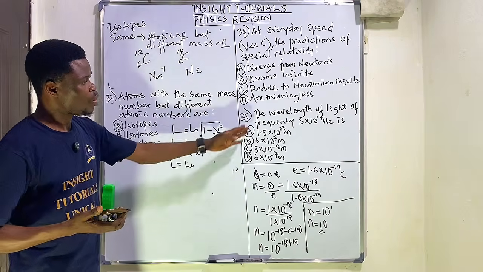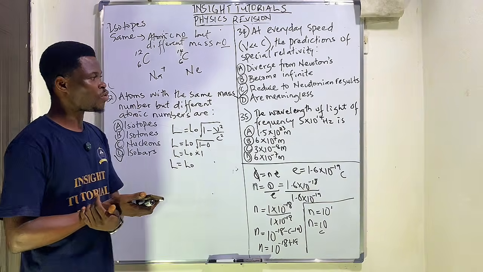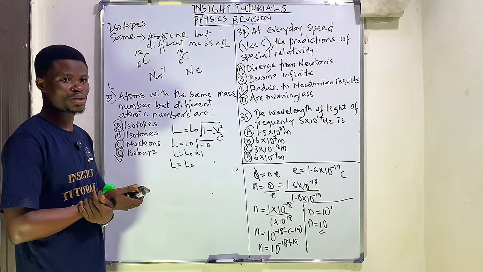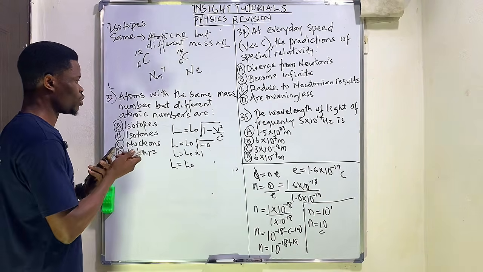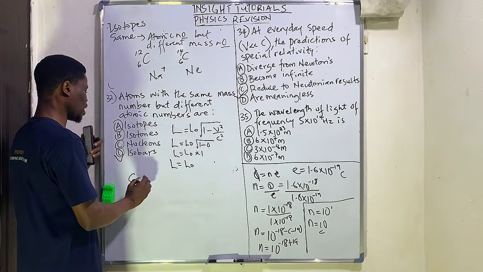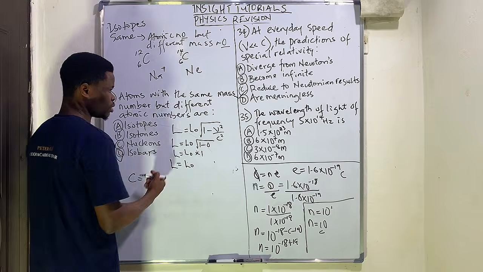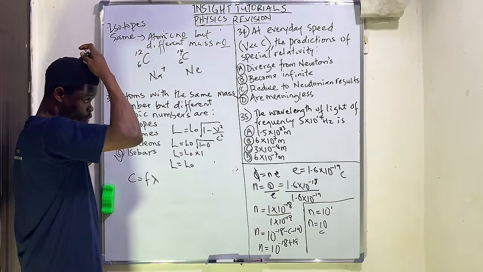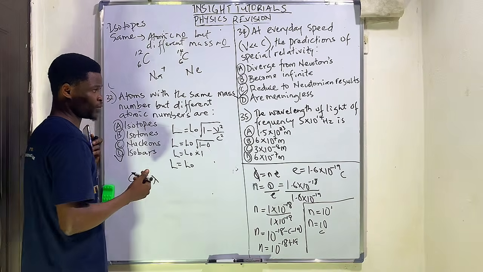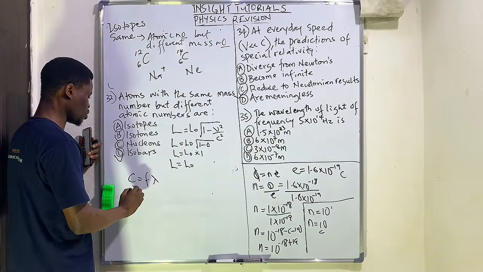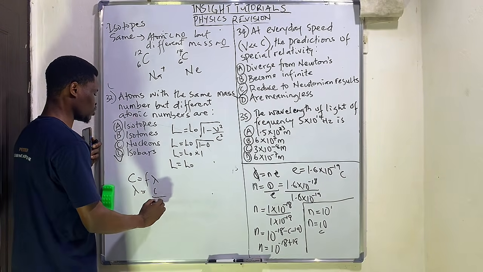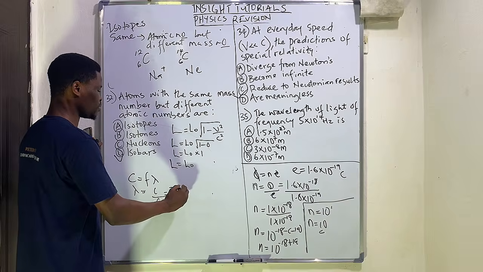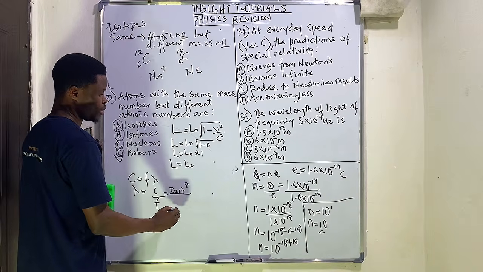Take note of that. Question 35 says the wavelength of light of frequency 5 times 10 raised to the power of 14 hertz is. We all know that the speed of light is related to the frequency by this particular formula, and we are asked to find the wavelength of the light given that particular frequency. So the wavelength is equal to the speed of light all over the frequency, and this is 3 times 10 raised to the power of 8 all over the given frequency.